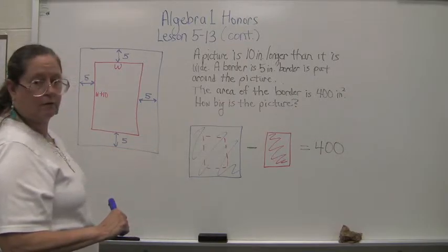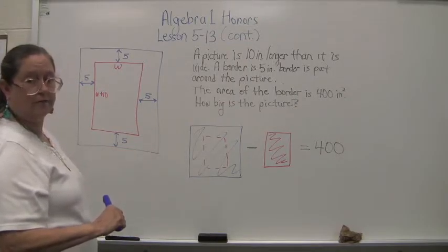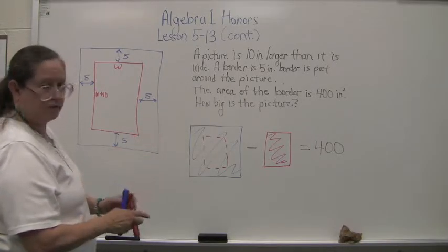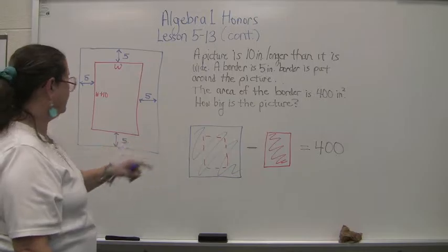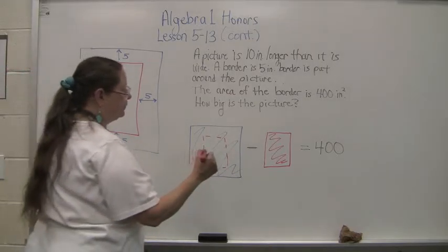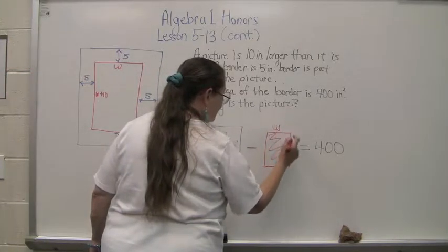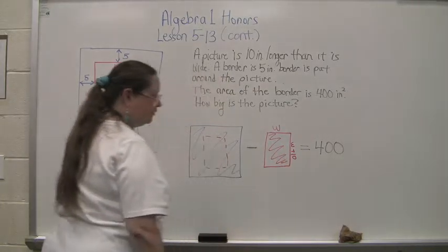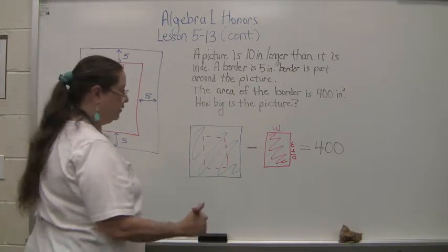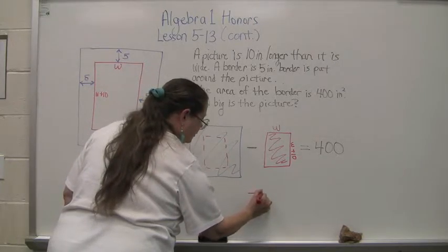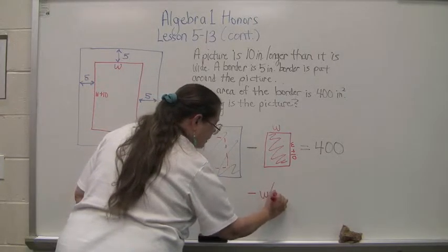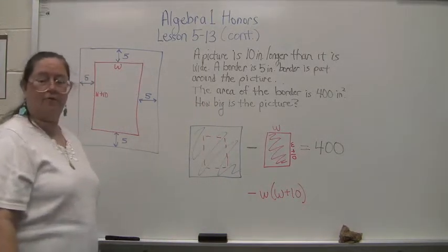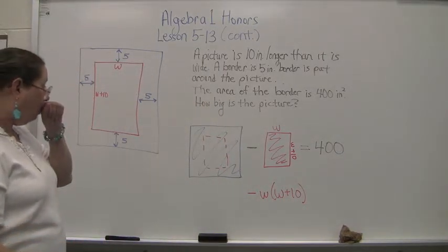How do we find the area of the blue rectangle? We have to have its dimensions, its length and its width. Well, the red one's actually easier to write its dimensions originally. It's W and W plus 10 go in this way. So the area of our red rectangle, our picture, is going to be W times W plus 10. Okay, that's the area of my picture itself.